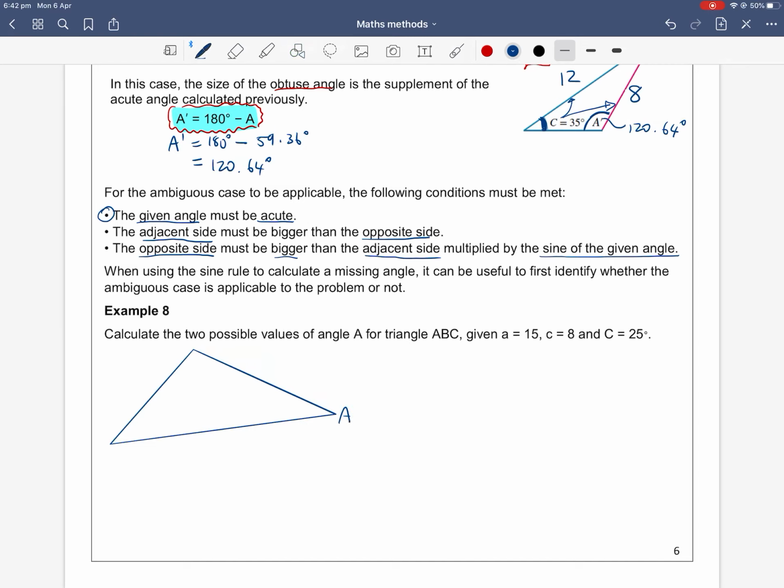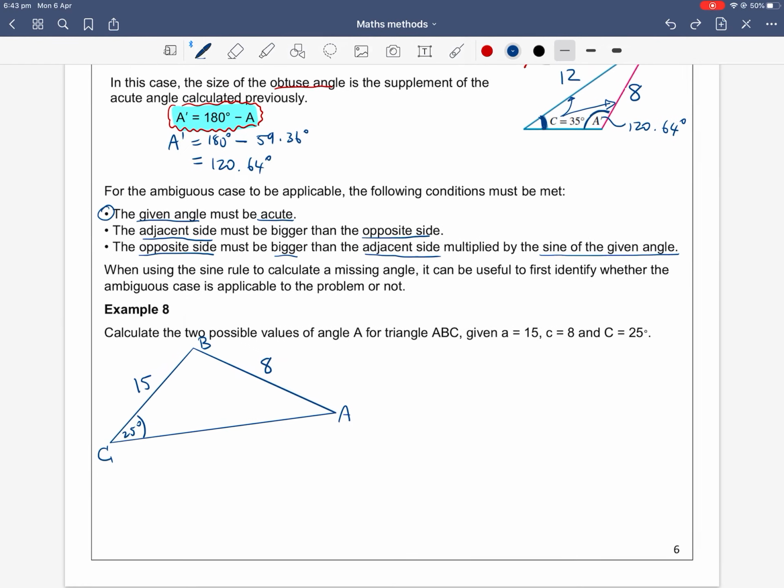Okay, let's label our triangle. So that's point A, that's point B, that's point C. So what do we know? Angle C, so capital C, is 25 degrees. We know that the side length C, the opposite side to that, is 8, and side length A is 15. So we're trying to work out angle A.